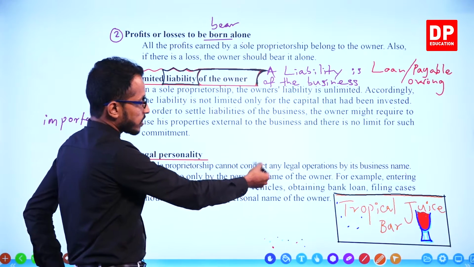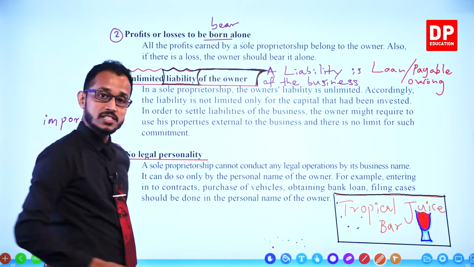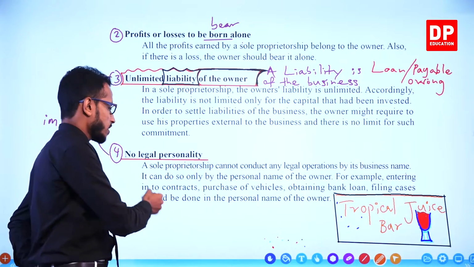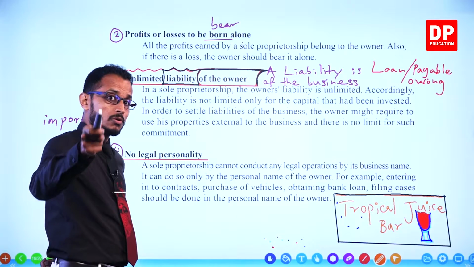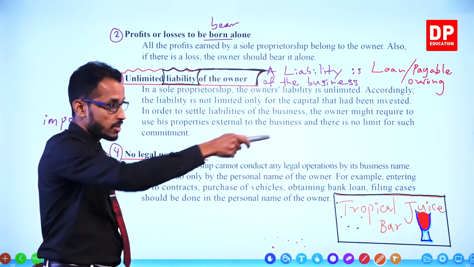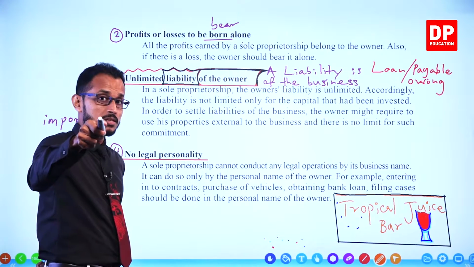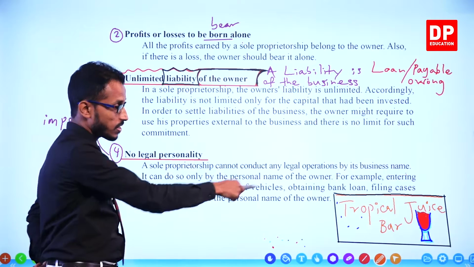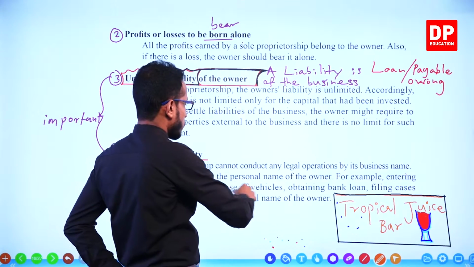A sole proprietorship cannot conduct any legal operations by its business name. It can do so only by the personal name of the owner, Hiruna. You have to go and get the loan under your name. So you are the person who is getting the loan, not the business. By the personal name of the owner.